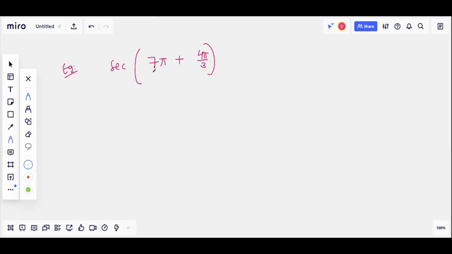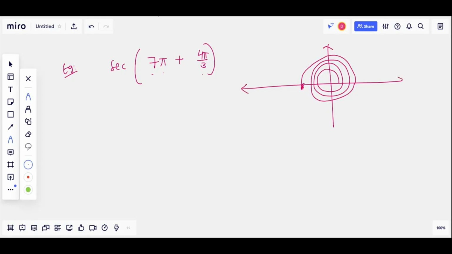So this is already in the form of n pi plus theta, although theta, if you notice, is obtuse. In fact, it is more than 180. But we don't care what this value is. We are just interested in this first one, which is 7 pi. So we travel: this is pi, 2 pi, 3 pi, 4 pi, 5 pi, 6 pi, 7 pi. 7 pi will be here. So at 7 pi, we are at this point P, and we have 7 pi plus theta. Plus theta will be over here, so we are in quadrant 3. In quadrant 3, sec is negative, so we place negative sec of 4 pi over 3.